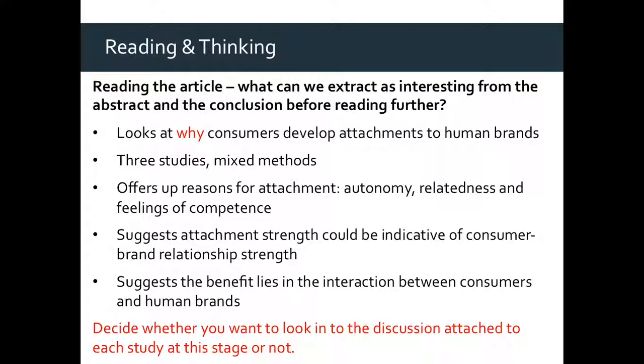So it looks at why consumers develop attachments to human brands. We know that it's 3 studies and that it takes a mixed methods approach. It offers up some new insights into reasons for attachment. It also suggests that attachment strength could be indicative of consumer brand relationship strength. That sets off alarm bells for us, because our research, say, is in consumer brand relationships. So that is interesting, and it suggests specifically the importance of interaction between consumers and human brands.